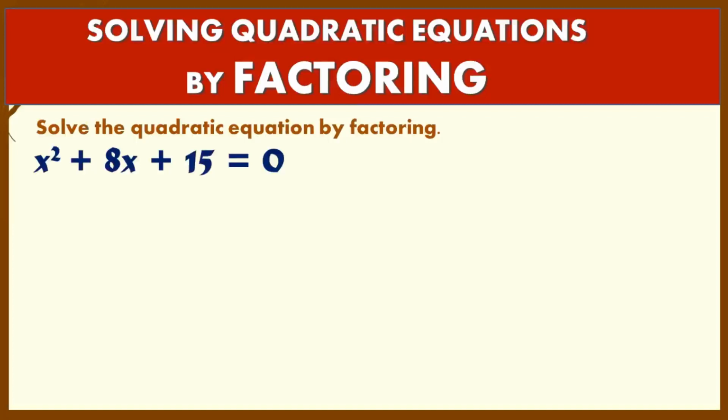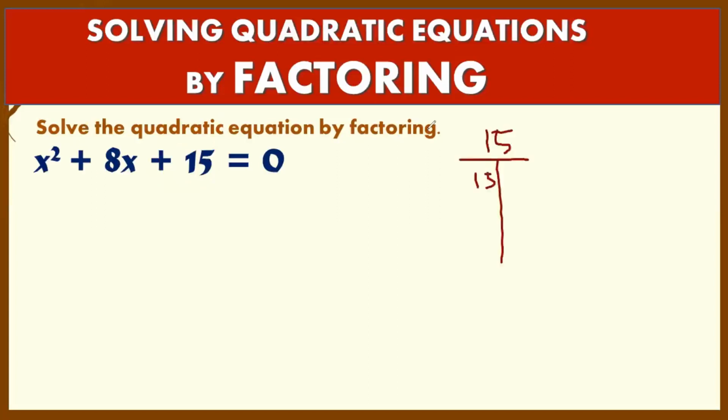Today's video is about solving quadratic equations by factoring. Solve the quadratic equation by factoring. So we have, for example, x squared plus 8x plus 15 is equal to 0. So in factoring, we need to consider the last term and the first term. To look at our last term, positive 15, we are going to give its possible factors.